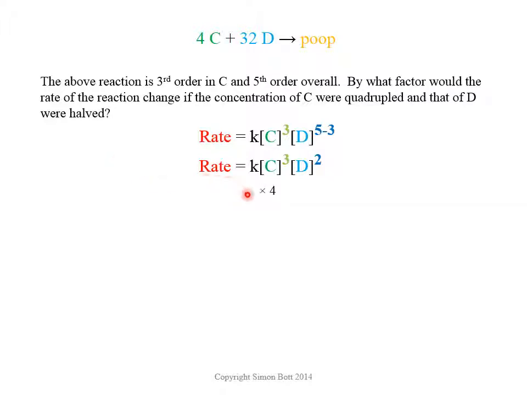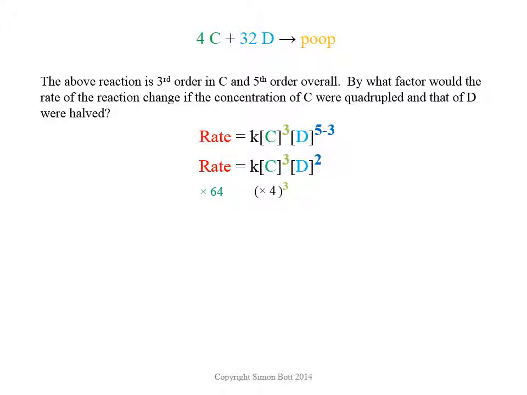Well, the rate has to do with the concentration of C cubed. So if we multiply C by 4, we're going to multiply by 4 cubed, which means that the rate is going to go up 64-fold. All right, 4 cubed, which is 64.